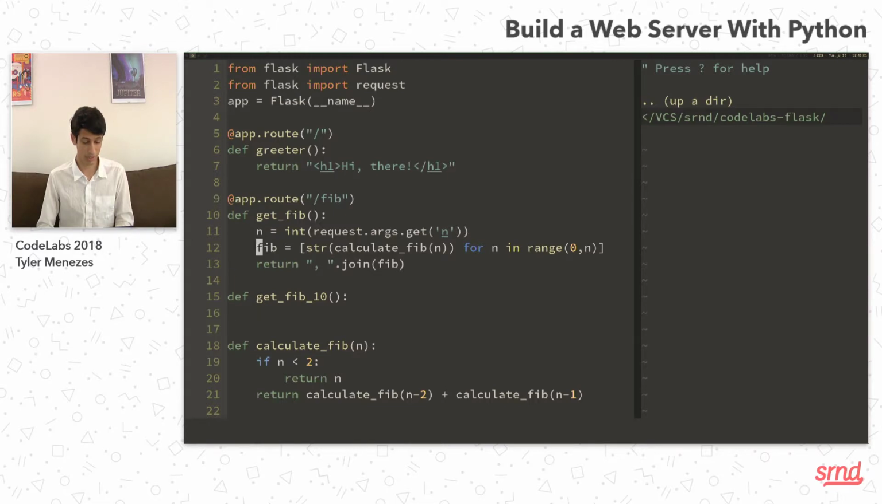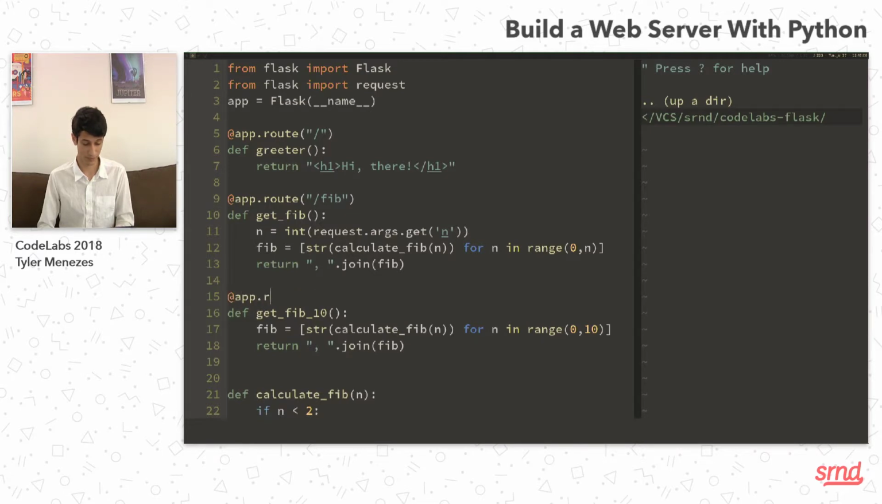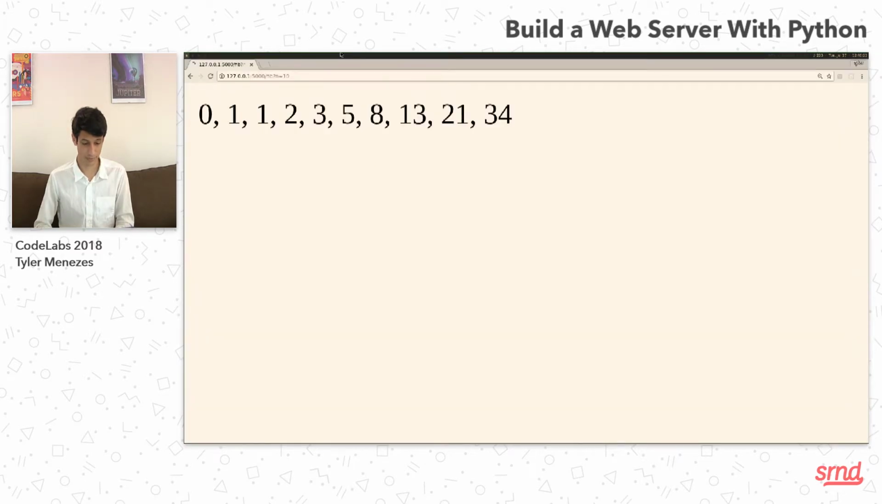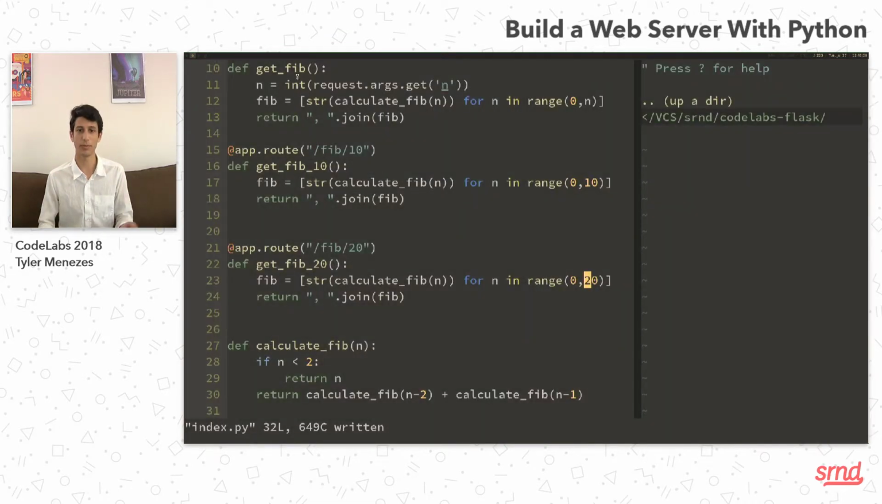And we copy and paste all this. We're going to range 0 to 10, and we do an app.route /fib/10, and maybe we copy and paste all this again. We do fib/20, and if we run this, it should work. /10, /20. What's the problem with this?